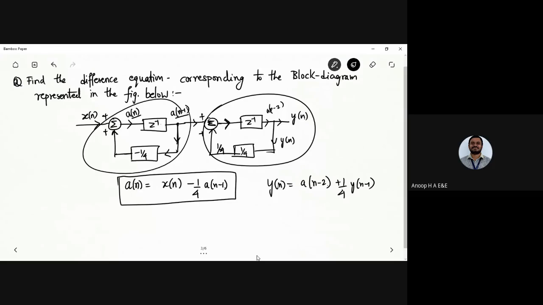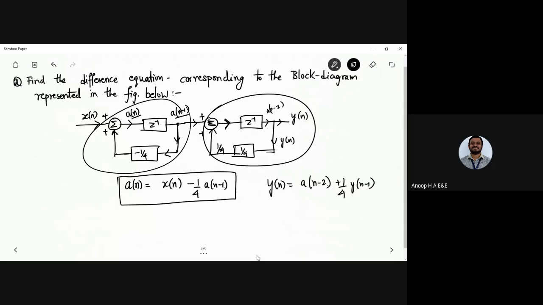In the second subsystem, you are going to have a of n minus 1 plus this output that you get, plus 1 by 4. It's a delayed thing, and you are going to add it. So y of n would be equal to a times n minus 2. This one is delayed by a of n minus 2, and the delayed version of it is again y of n minus 1. So up to this point, both the signals are delayed.